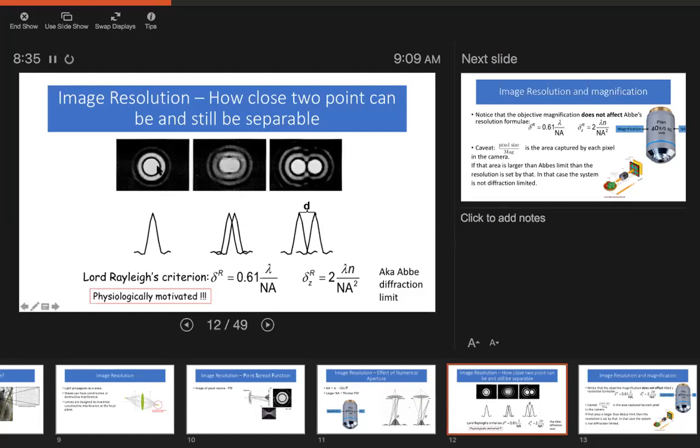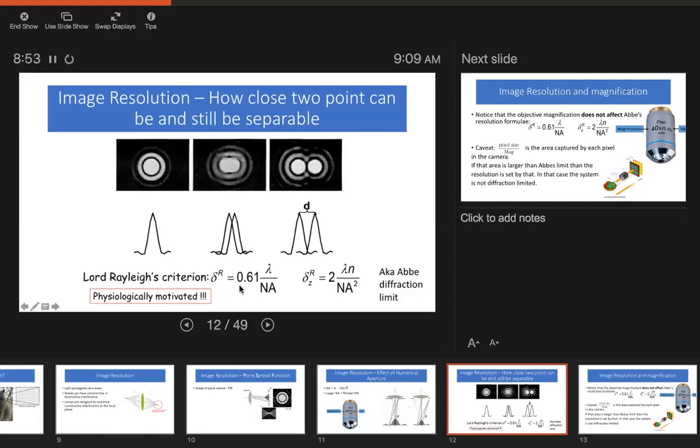So if they're right on top of each other, I would get this one blob. If I separate them a little bit, I might be able to start resolving them, but not really. It just looks like one kind of stretched out blob. At some point, I would be able to say, this is actually two points. And this is the point where I say, this is my resolution.